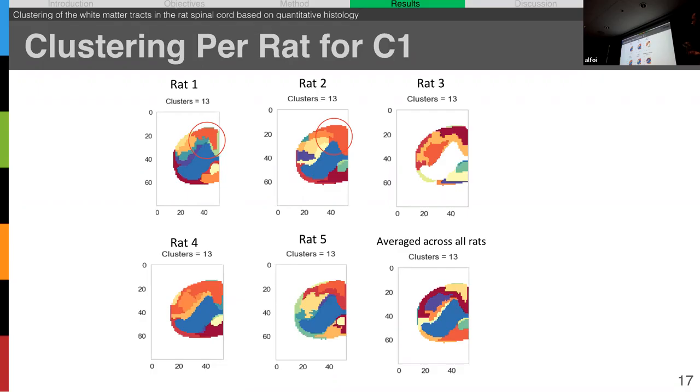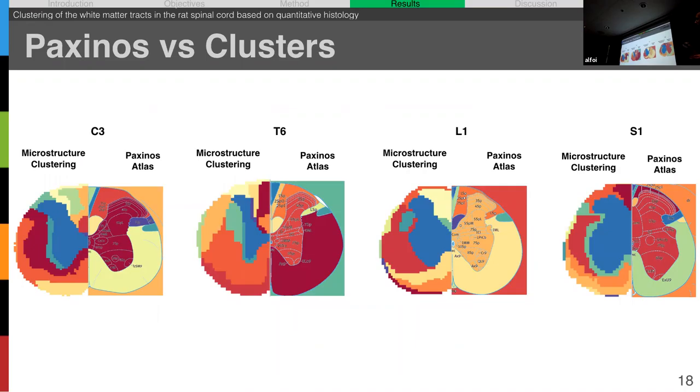So this is all for the same level, for C1. So theoretically, they should be the same. There are a few reasons why this could be, and I think I'll go into them later on in the discussion, but it mostly has to do with sample preparation, is my hunch. But you'll see that there is a variation in the way the clusters are being formed in the different areas as well, if we look at ventrally, anteriorly, or posteriorly, in comparison to the average.